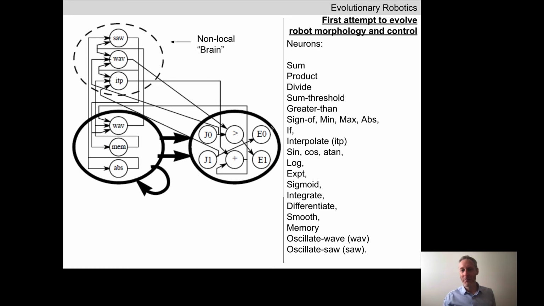Sensor neurons, motor neurons, hidden neurons, and these neurons in here, evolution can alter the kinds of activation functions that are associated with them. If you want to know the details of some of these, which we haven't talked about, please go ahead and have a look at the paper. There's lots of great details in there.